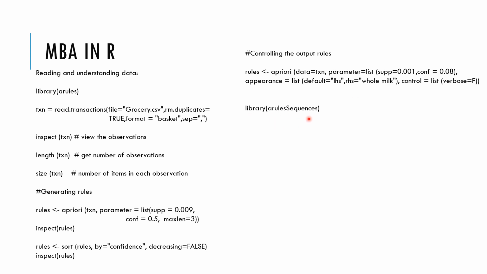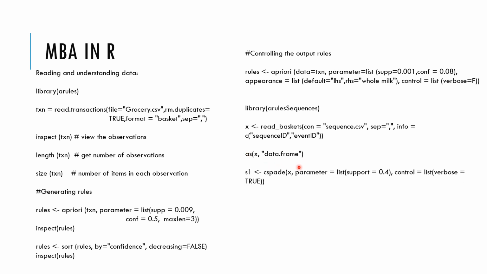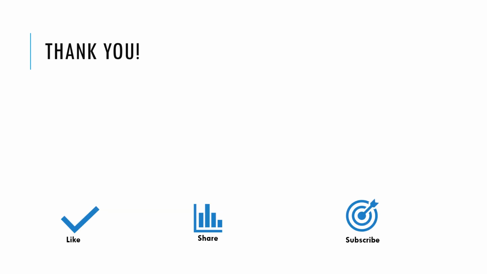There is another package called arulesSequences. This also allows you to read data which are in sequence order, with the sequence ID and event ID, and you can convert this into a data frame. Then they have a rule, this is a function that defines this, cspade, and then you provide the data, then the parameter support, and then it will create that kind of thing. And you can again read that in a data frame format.